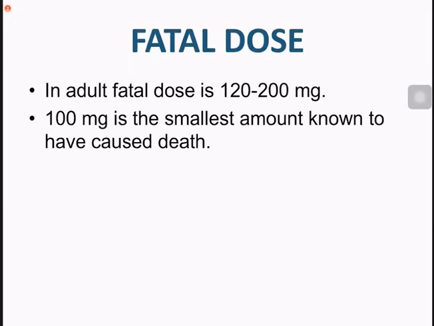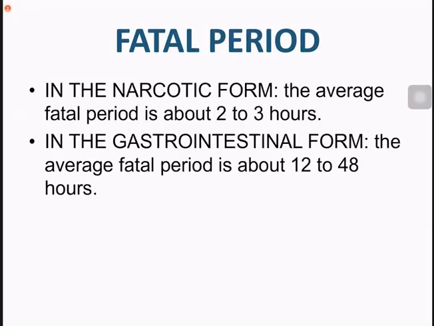Now, you don't need to remember the fatal dose. It's just a matter of numbers, but just to be sure, it's around 200 mg for adults. However, even 100 mg can cause death. So it's not that predetermined. For the fatal period, in cases of the narcotic form, where someone has taken extremely large doses and his nervous system gets involved, he gets confused, he experiences fits, he's feeling dizzy, death can be within 3 hours. However, if there are the GI symptoms predominantly, then the fatal period can vary from 12 to 48 hours, provided treatment is not given.